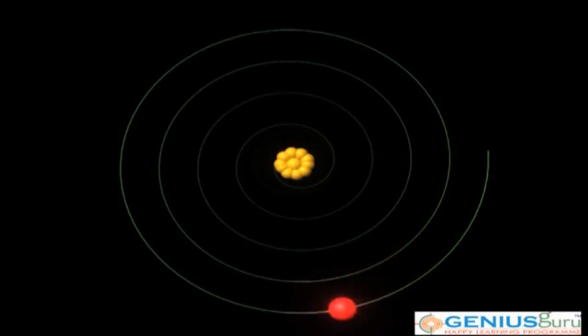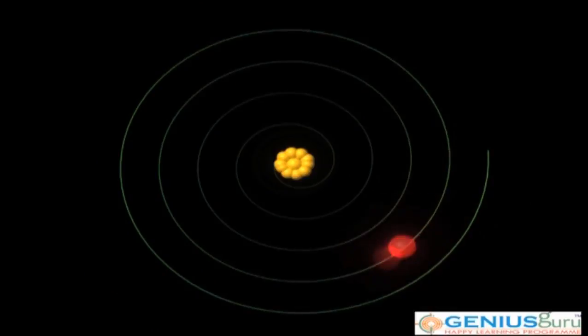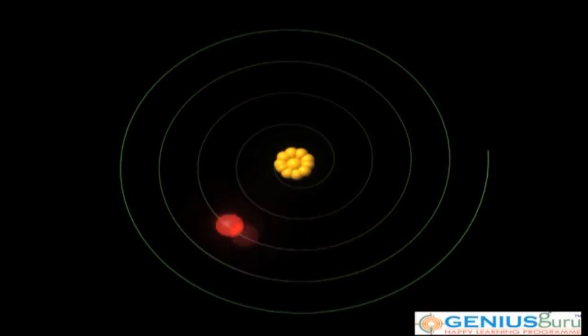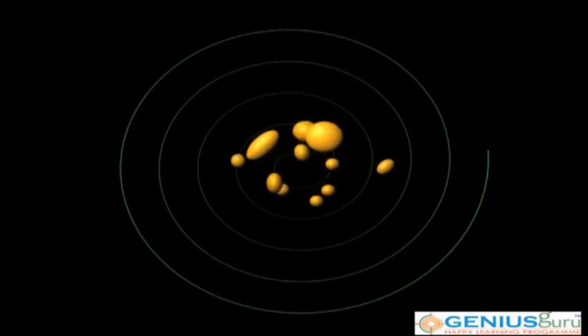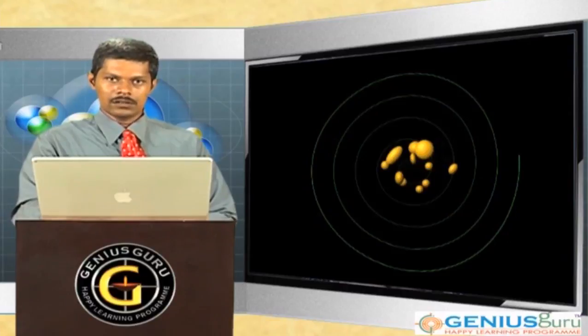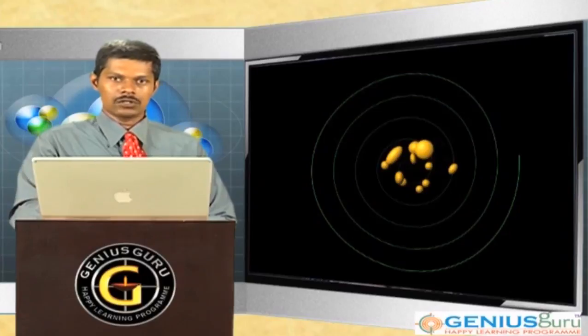Now look at this animation. Here this is the electron which is moving around the nucleus. So when this electron is losing energy continuously, it falls into the nucleus. The atom should collapse. But it is not taking place, the atom is kept stable. That means this anomaly cannot be explained by Rutherford.